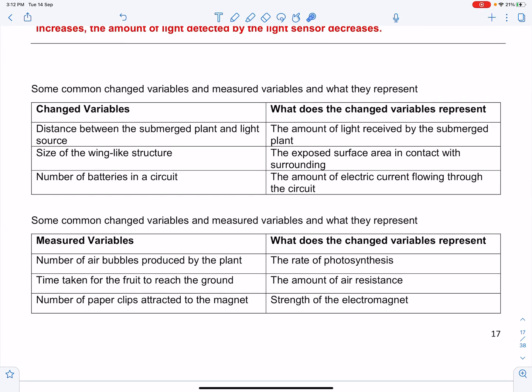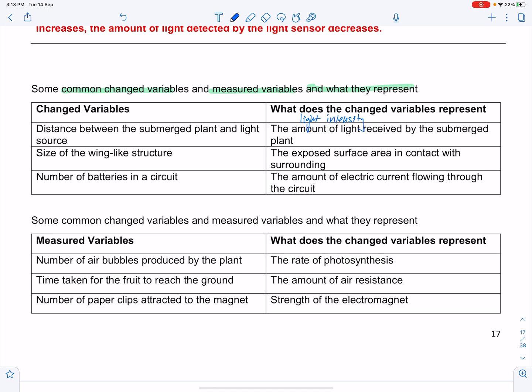Okay, so here are some common change variables, okay, and what they represent. So for example, distance between submerged plant and light source is actually the amount of light. Now there's another word for amount of light that is of a higher level. It's called light intensity.